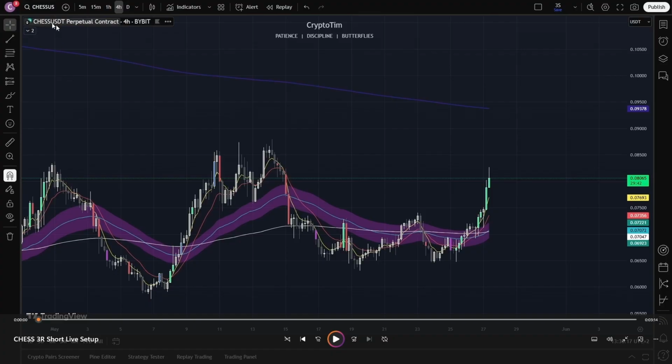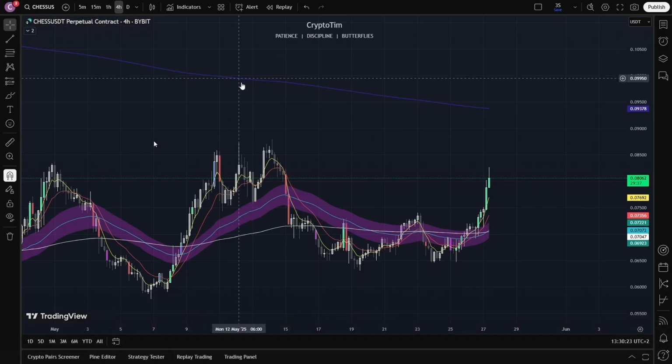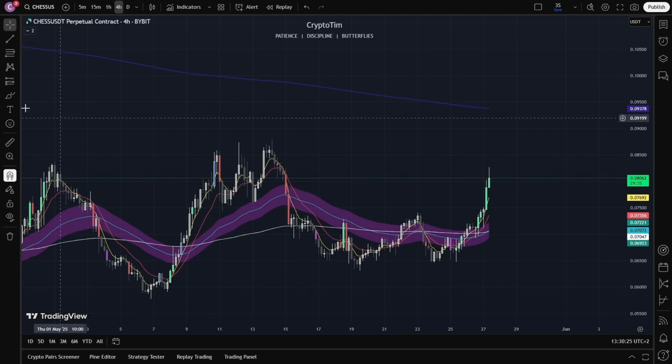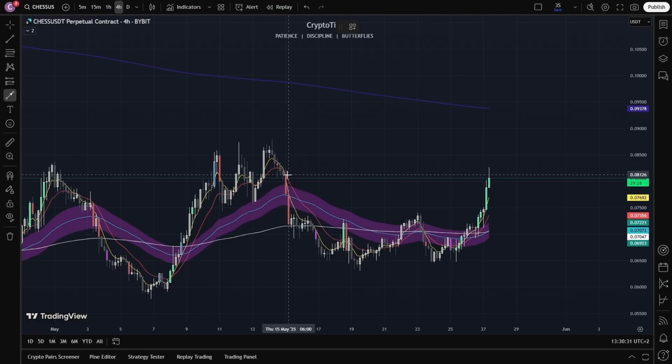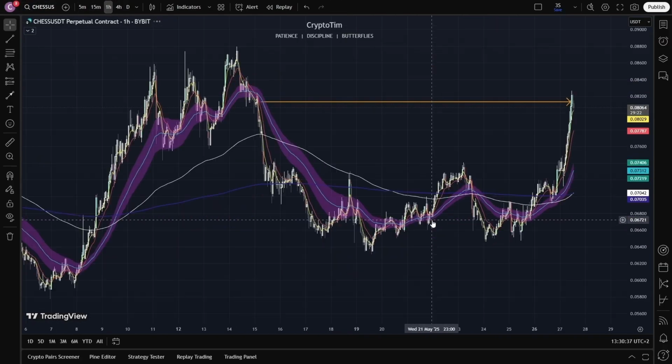I'm here on the Chess USDT chart. I'm on the 4-hour time frame. So first things first, as usual, we look at our vector candles, which I will be indicating here. So we really notice on the 4-hour time frame we have this nice vector candle recovery.